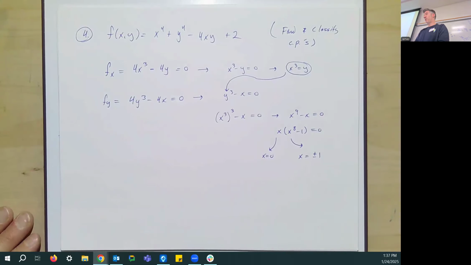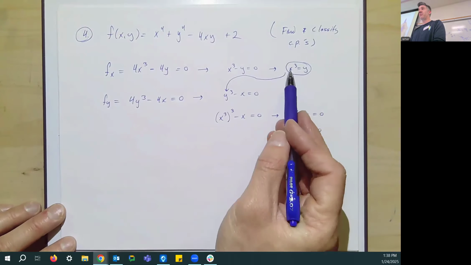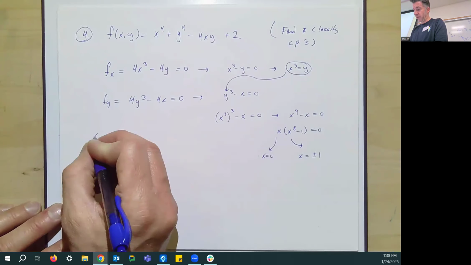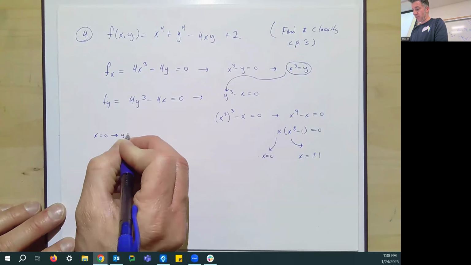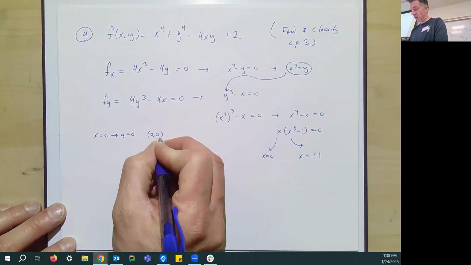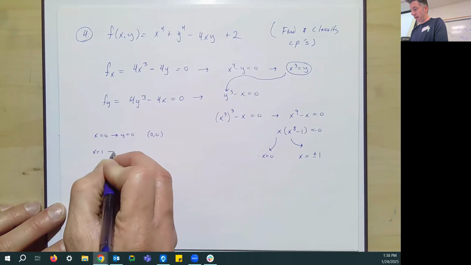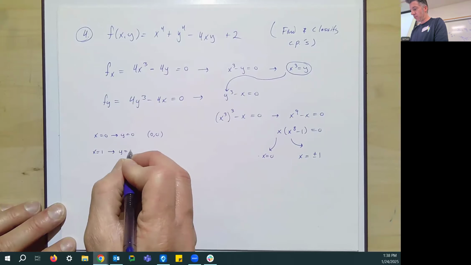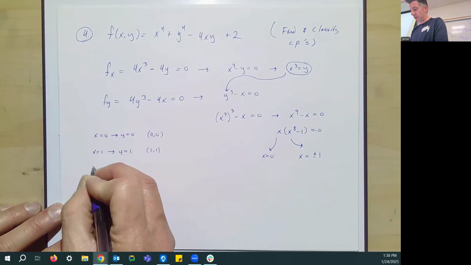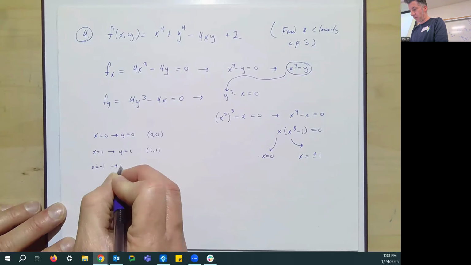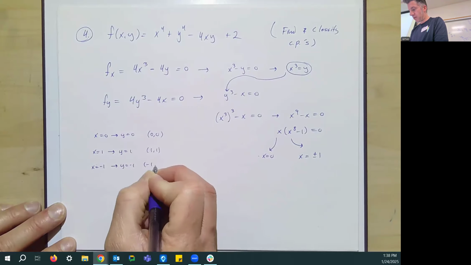We're not done finding our critical points because we've only found half of each critical point. If x is 0, y is equal to x cubed, so y is 0. We get the point 0, 0. If x equals 1, y is equal to x cubed, so y is equal to 1. And if x equals negative 1, then we get y equal to negative 1.